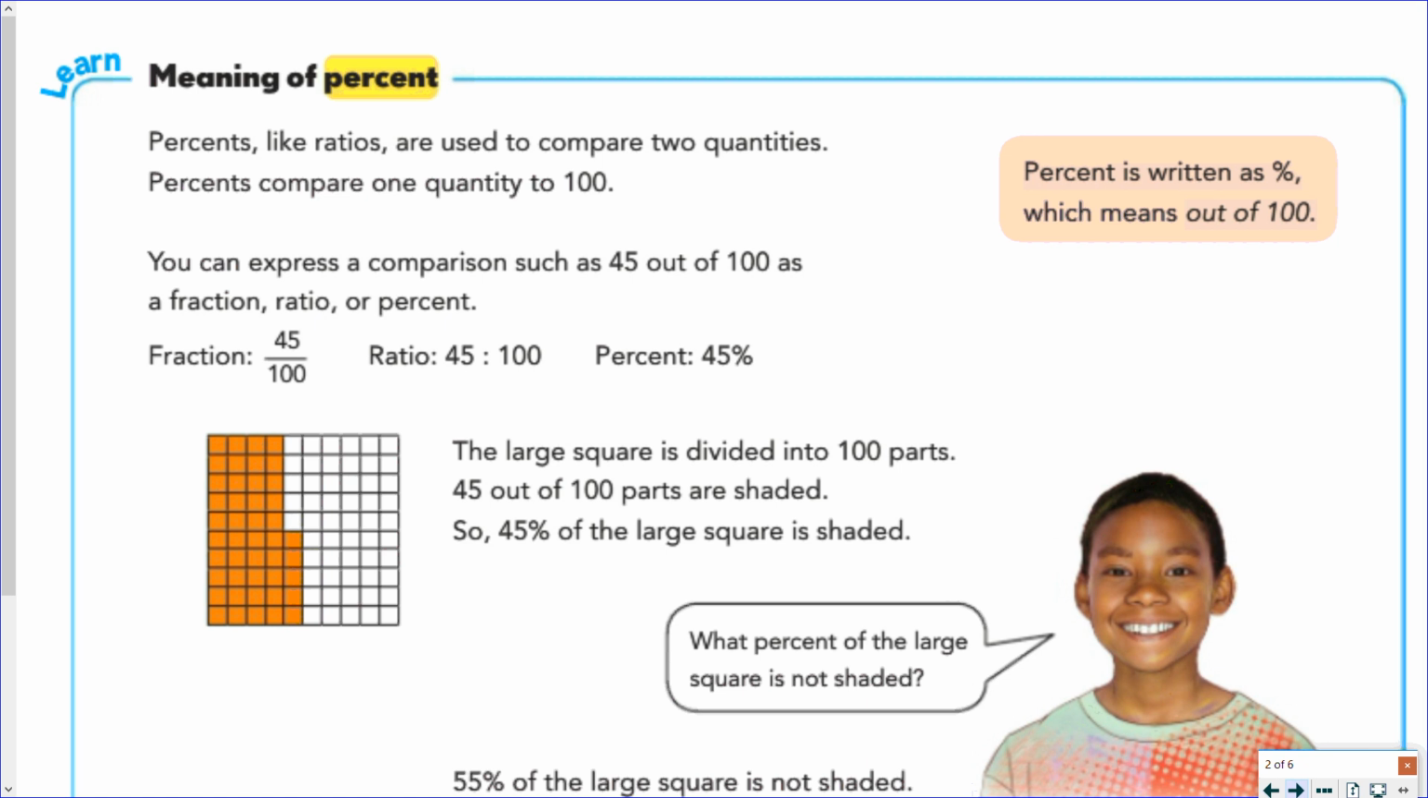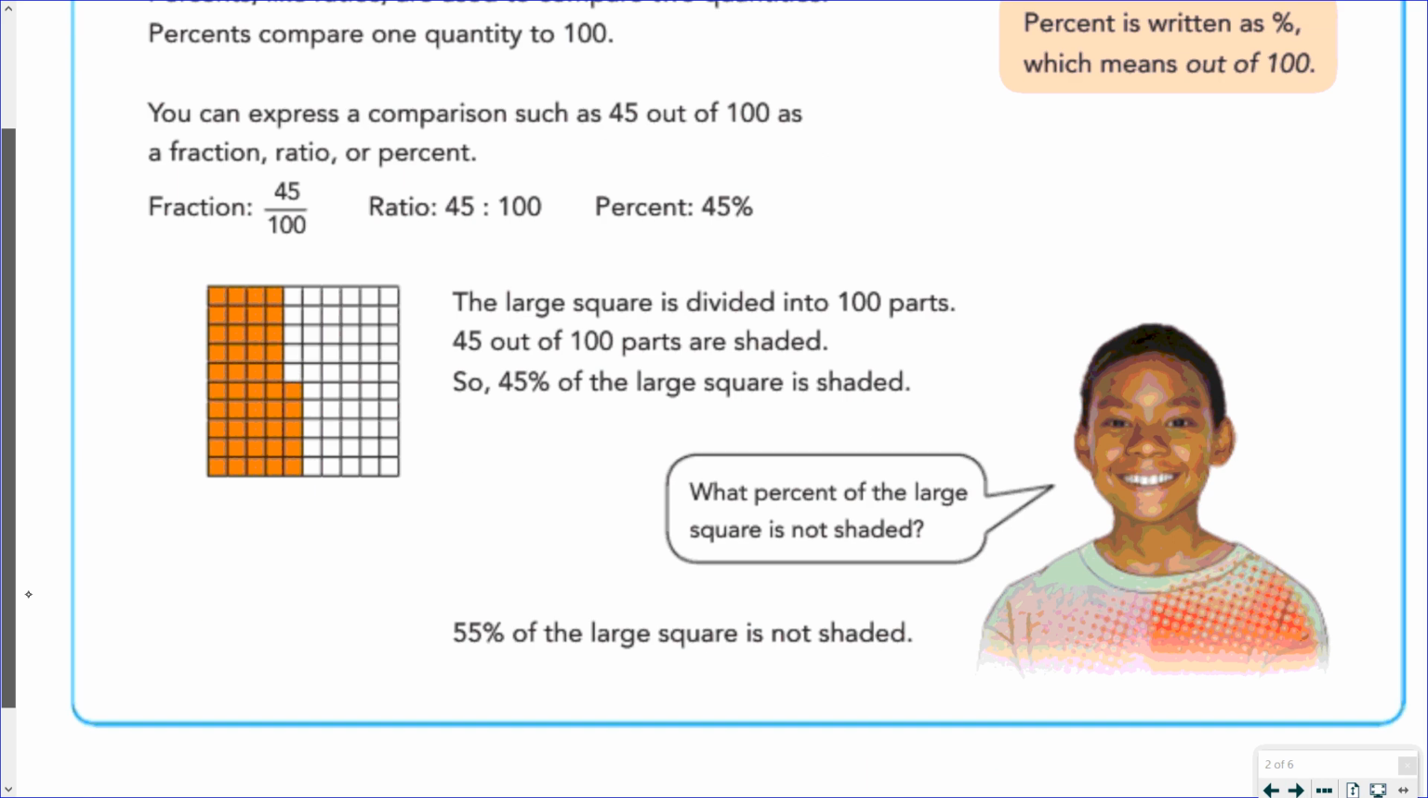So percents, like ratios, are used to compare two quantities. And percents will always compare one quantity to 100. Okay, and that's what percent means. It means it's out of 100. So we have a picture here of 100 squares, and we have some that are filled in. And we filled in 45 of the squares. So as a fraction, you could write 45 over 100. As a ratio, you could write 45 to 100, which would be squares filled in to all the squares. And then our percentage would then be 45% because it's 45 out of the 100.